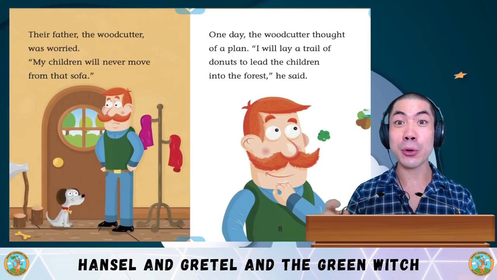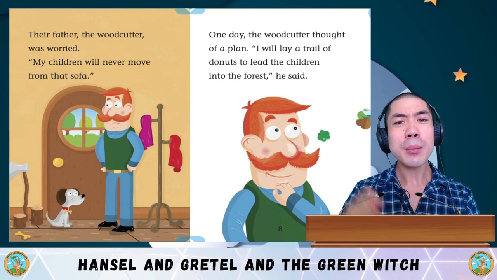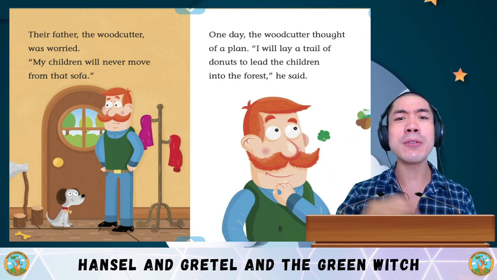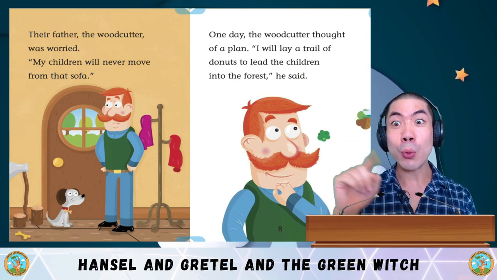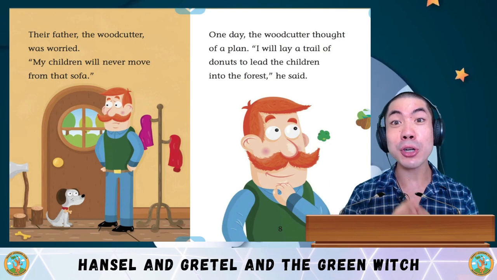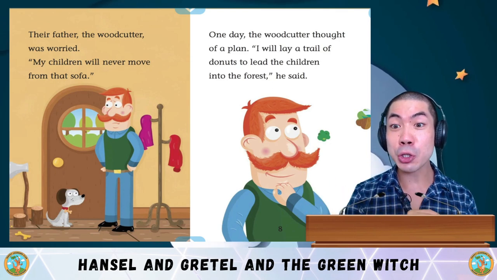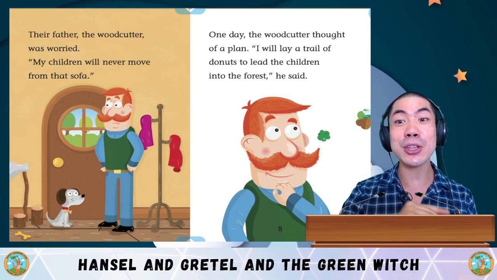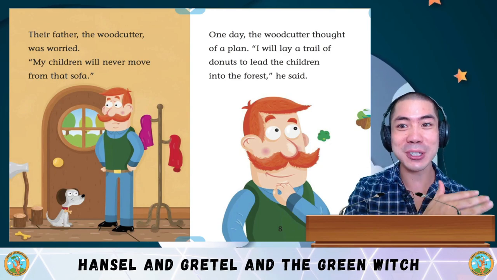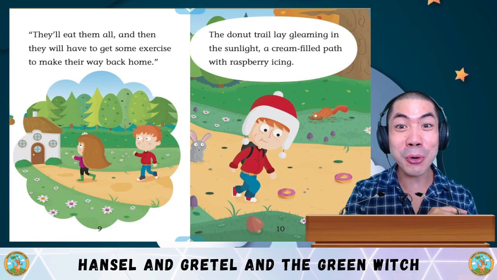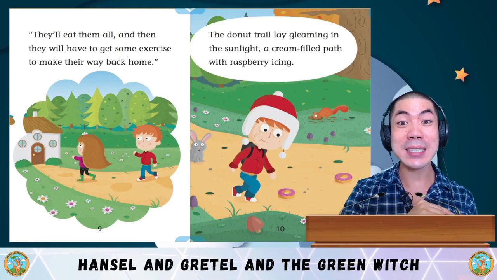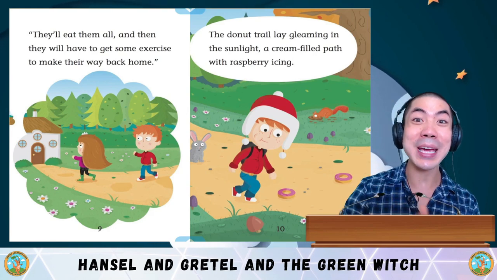Their father, the woodcutter, was worried. "My children will never move from that sofa." One day, the woodcutter thought of a plan. "I will lay a trail of donuts to lead the children into the forest," he said. "They'll eat them all, and then they'll have to get some exercise to make their way back home."